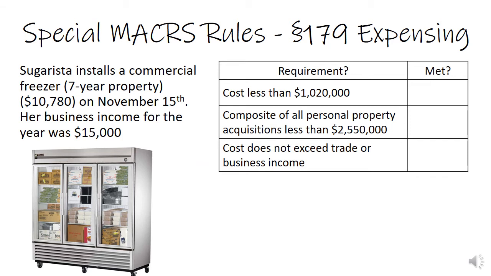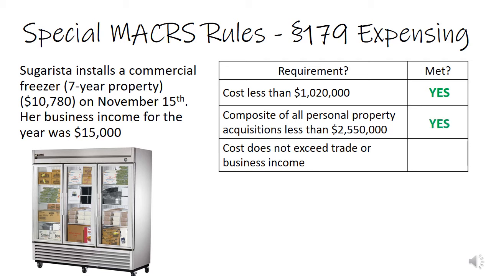A couple of examples to show how this might work. Let's assume the Sugarista installs a commercial freezer, which is 7-year property, at a cost of $10,780 on November 15th. Her business income for the year was $15,000. Let's look at the 3 requirements. Can she expense that equipment immediately? The equipment does cost less than $1.02 million.